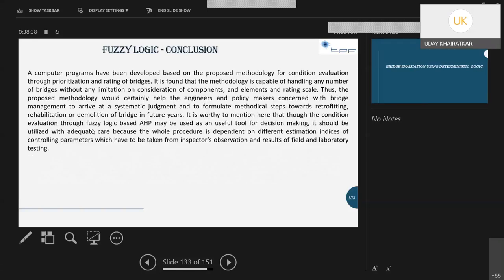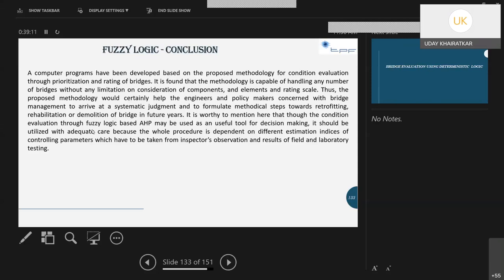So the conclusion is that a computer program has been developed based on the proposed methodology for condition evaluation through prioritization and rating of bridges. It is found that the methodology is capable of handling any number of bridges without any limitation on consideration of components, elements and rating scale. Thus, the proposed methodology would certainly help the engineers and policymakers concerned with bridge management to arrive at a systematic judgment and to formulate methodical steps towards retrofitting, rehabilitation of, or demolition of bridges in future years.